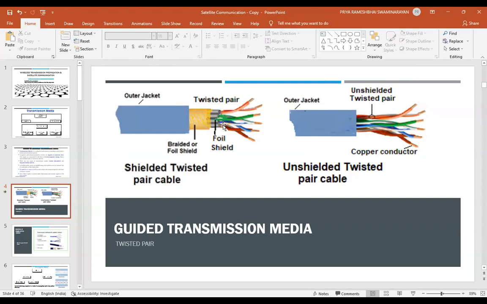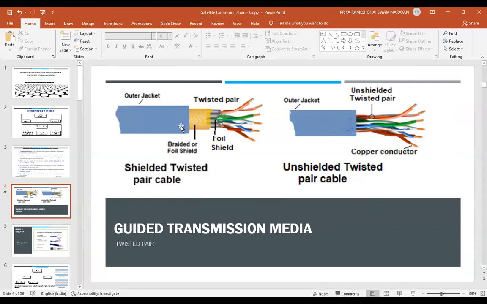That cable is covered with an outer jacket. But in the case of a shielded twisted pair, there are more than two layers. This is our cable, which is covered with an inner jacket, and that inner jacket is covered with the outer jacket. So here there is one additional jacket. As and when we increase the total number of layers, it increases the strength of the cable, and it even increases the data rate also.